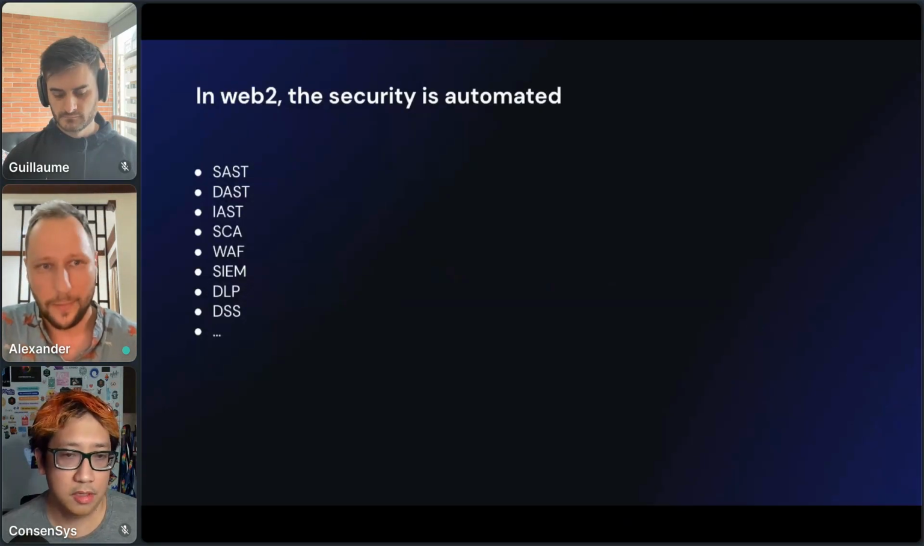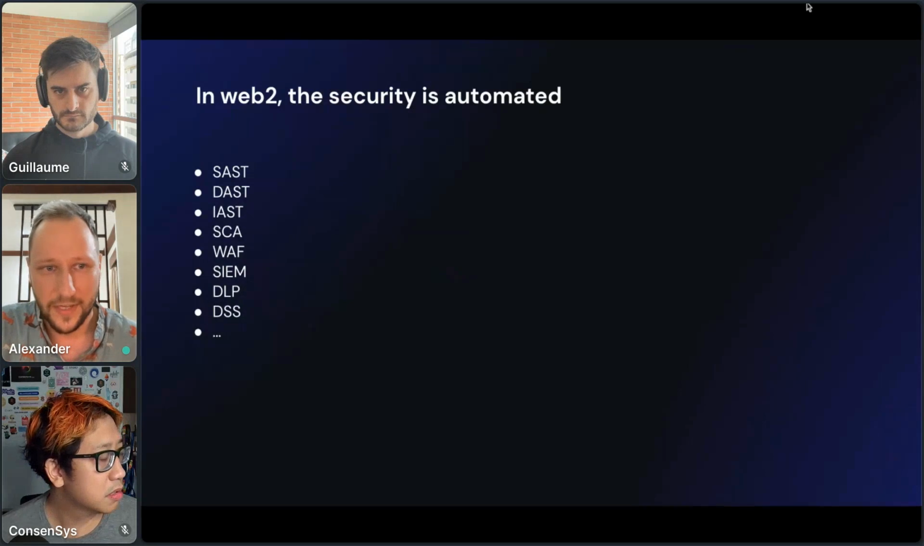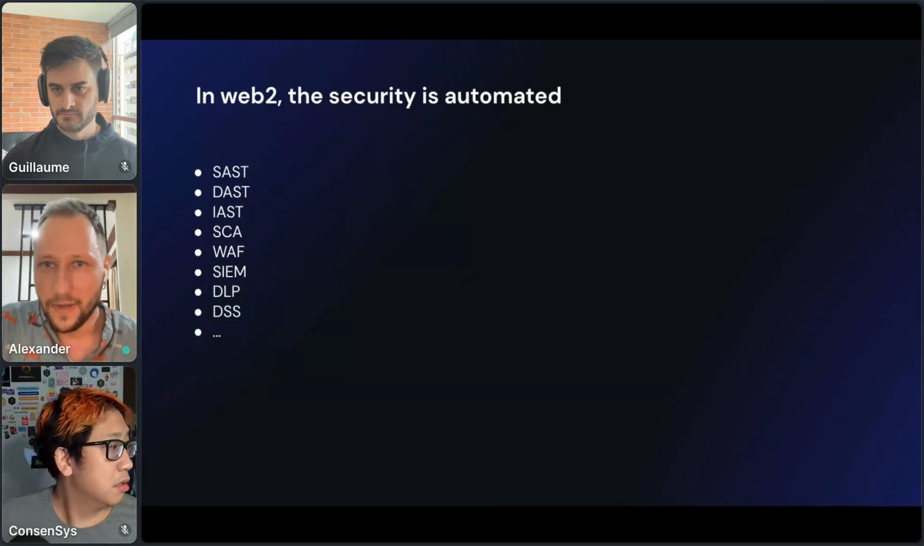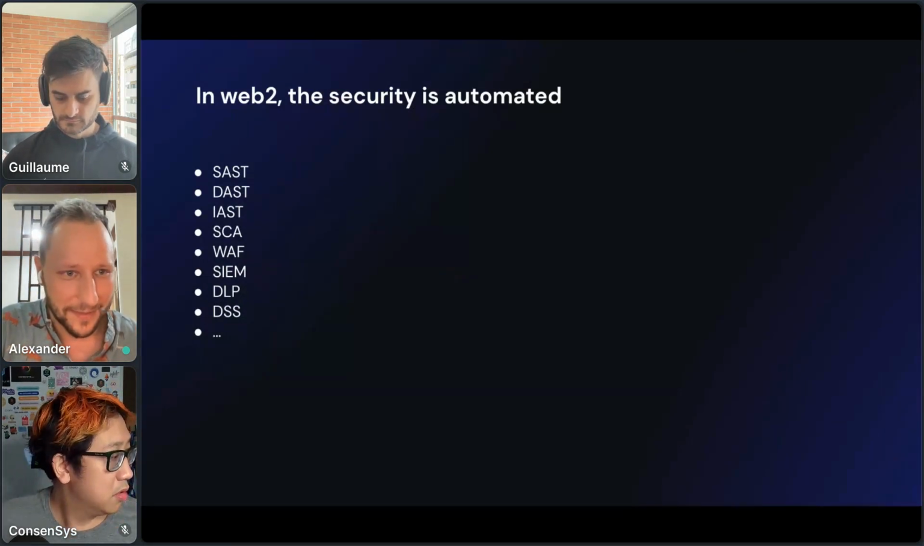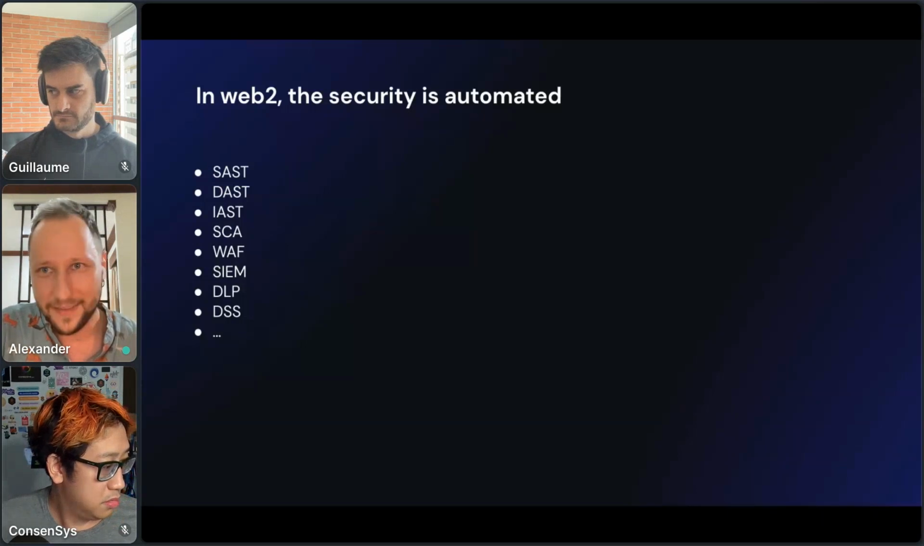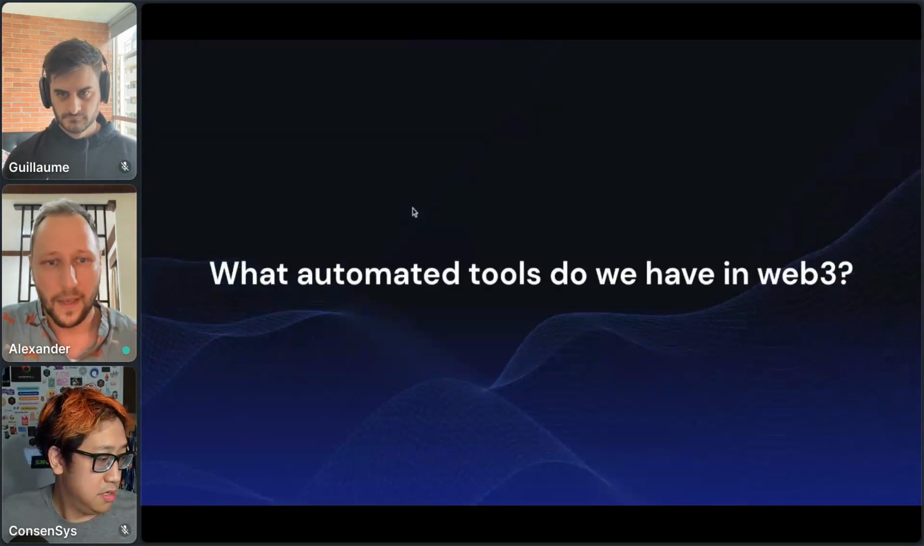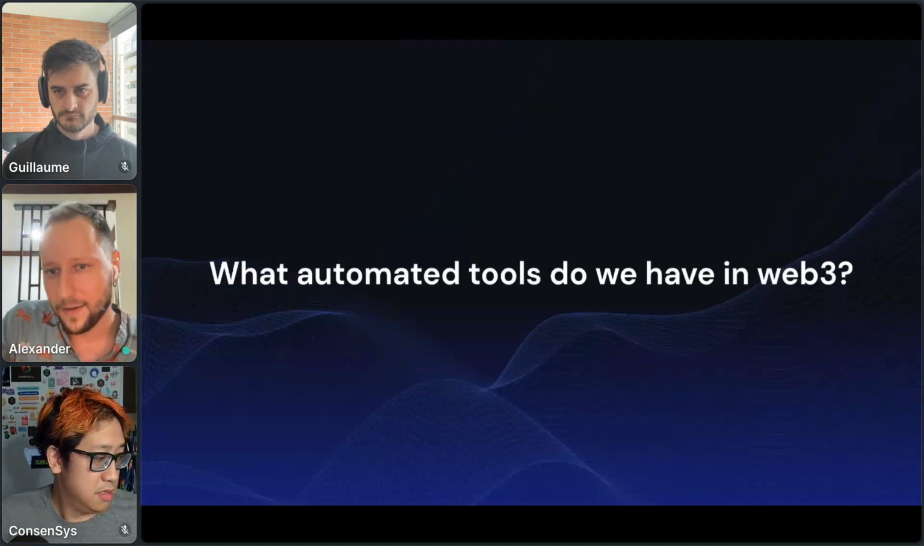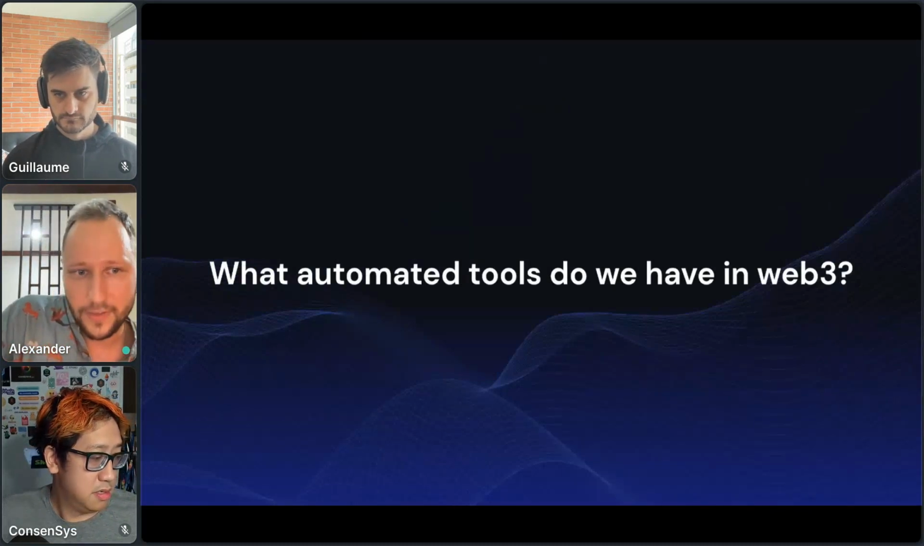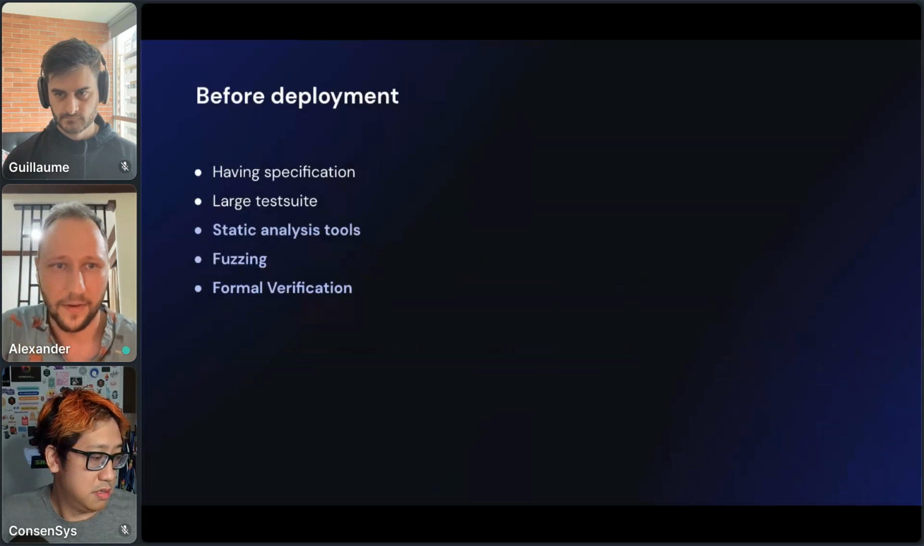Because if we take a look at Web2, in Web2, security is automated. We see a lot of abbreviations that prove that there is little manual work in Web2 security. So let's take a look back at Web3. What automated tools do we have here?